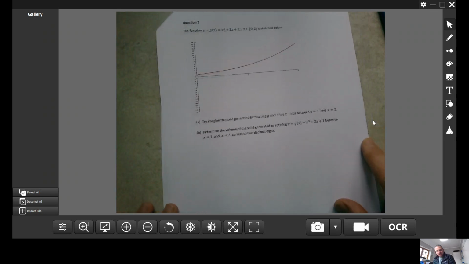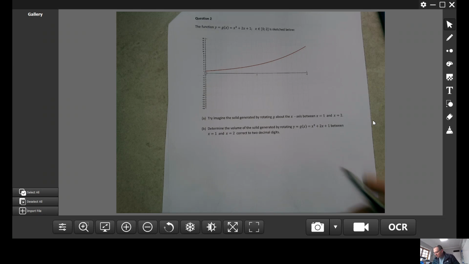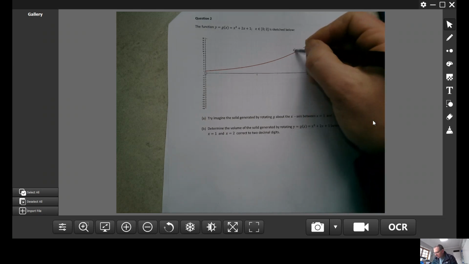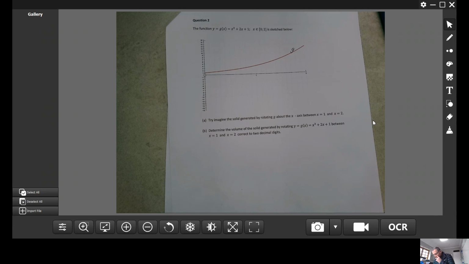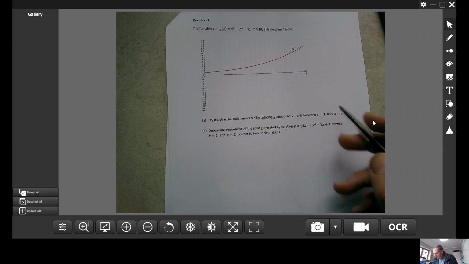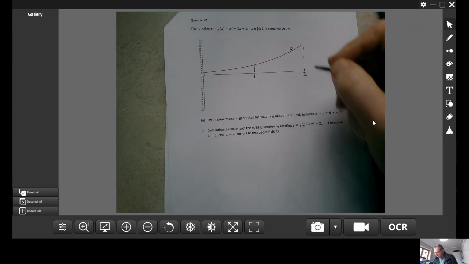Okay. Righty. The next one, it says you've got a function y is equal to this curve over here, g of x is equal to 2x cubed plus 2x plus 1. Sounds of Joburg in the background. It says it's drawn between 0 and 2. You've got to try imagine a solid generated by rotating g about the x-axis between x is equal to 1, which is over here, and x is equal to 2, which is over there.